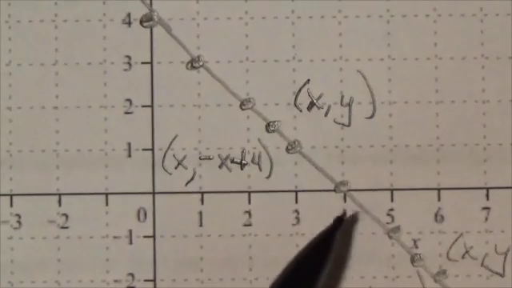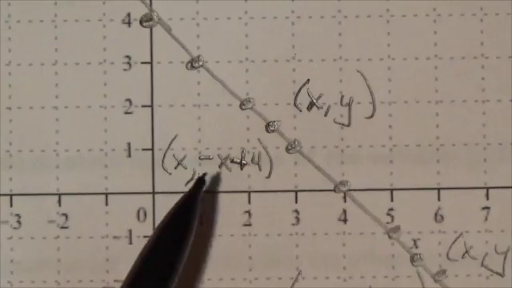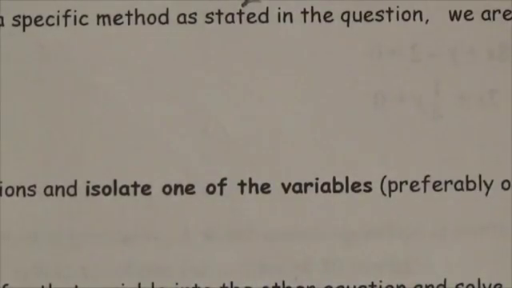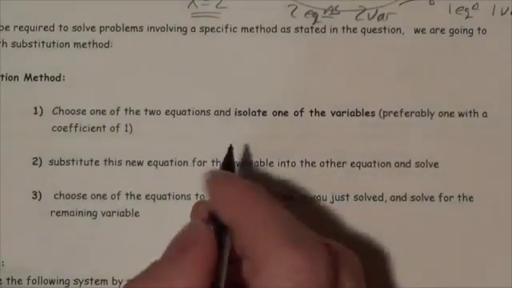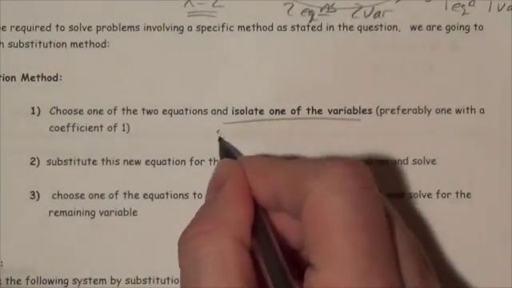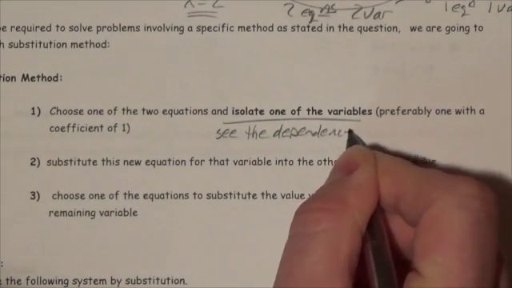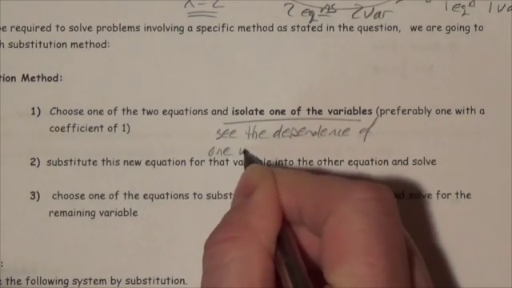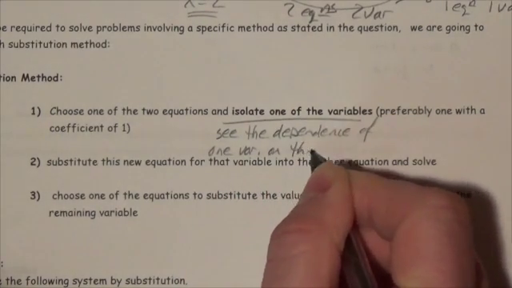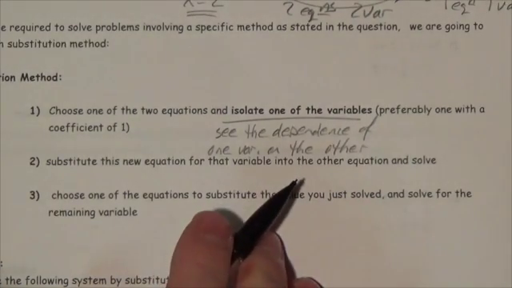Any point along the line y equals negative x plus 4 has the coordinates x comma negative x plus 4. And so we take the coordinates of that point from the line, and I'll zoom out here. Our method is that you isolate one of the variables, which is what we just did. We want to see the dependence of one variable on the other. It doesn't have to always be y dependent on x, but it will often be.